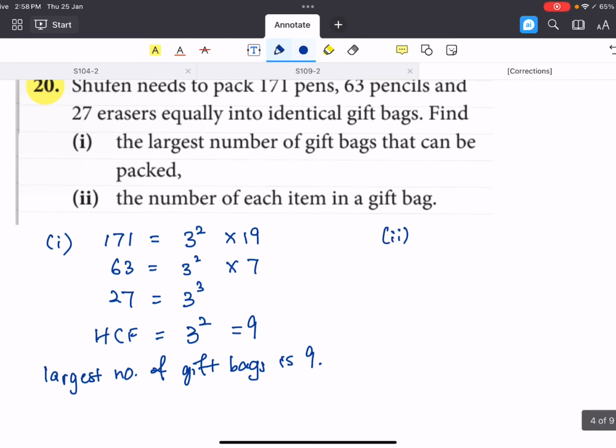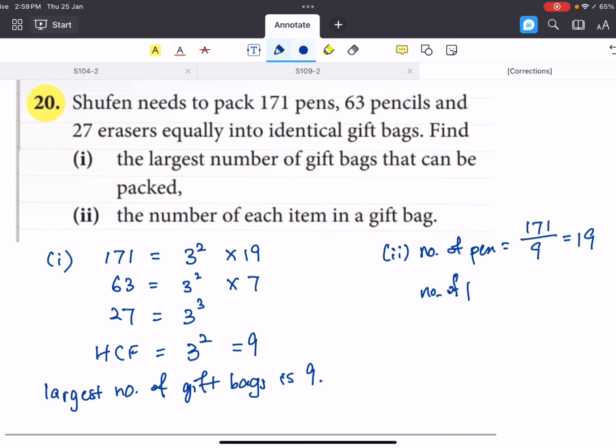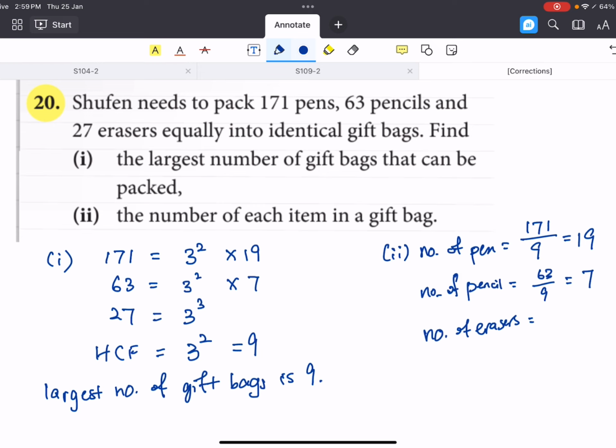So, we just go number of pens is equal to 171 divided by 9, which gives us 19, right? And then we have number of pencils is 63 divided by 9, which gives us 7. And number of erasers is 27 divided by 9, which is 3. Okay, and that will be fine. Okay, so we have that. Right, moving on.